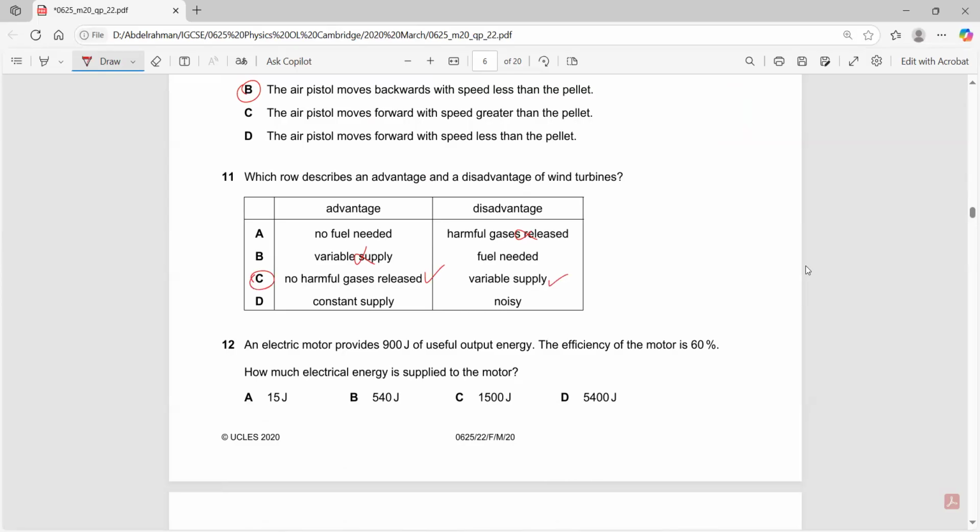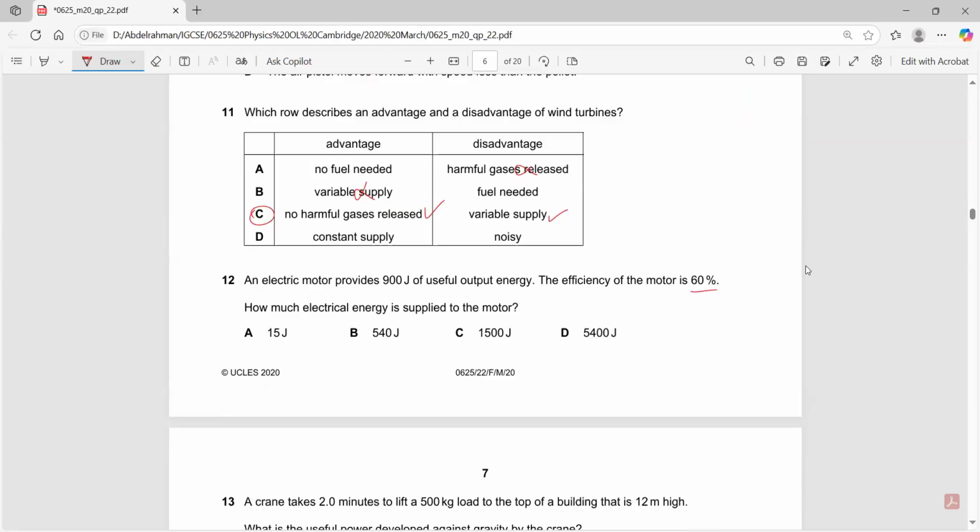An electric motor provides 900 joules of useful output energy. The efficiency is 60%. How much electrical energy is supplied to the motor? Okay, we want the input. You have the output and you need the input. So efficiency equals the useful output over the total input. Efficiency 60%, which is 0.6. You have the output, which is 900, over the input. We do not know the input, so 900 over 0.6. This is 1,500 joules.